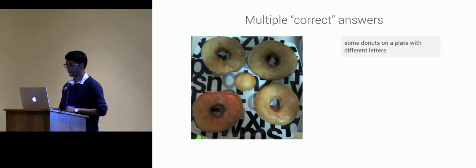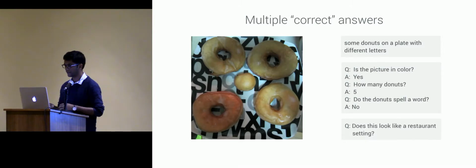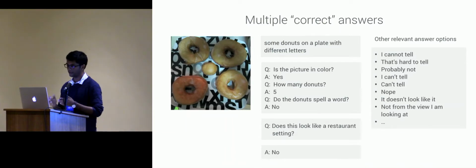Here's another example. In this case, the caption is some donuts on a plate with different letters. There's a dialogue history, and the follow-up question is, does this look like a restaurant setting? The ground truth answer is no. But of course, this is an ambiguous setting, and so there are multiple ways of answering this question, such as I cannot tell, that's hard to tell, probably not, and so on.